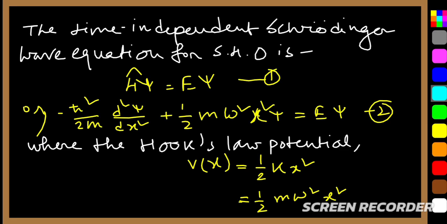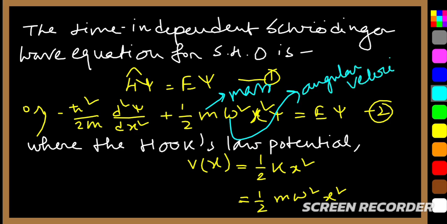Okay, so the time independent Schrödinger wave equation for simple harmonic oscillator, that is the eigenfunction equation, that is H cap psi equal to E psi. This is the first equation. Now by arranging all of this you get another equation, that is minus h cut square by 2m d square psi by dx square plus half of m omega square x square psi equal to E psi. M is the mass, omega is the angular velocity, and x is the displacement, and psi is the wave function.